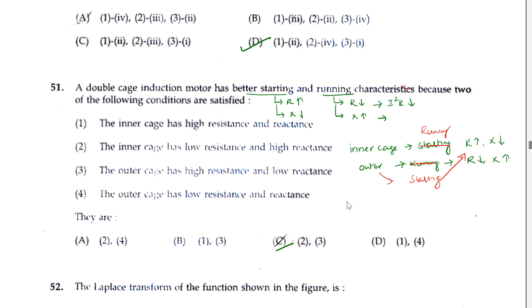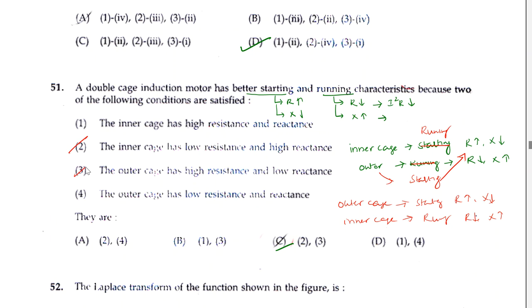I will repeat it here. The outer cage is used for starting purpose. Starting means resistance should be high and reactance should be low. The inner cage is for running purpose, where the resistance is low and reactance should be high. So the inner cage has low resistance and high reactance, and the outer cage will have high resistance and low reactance.